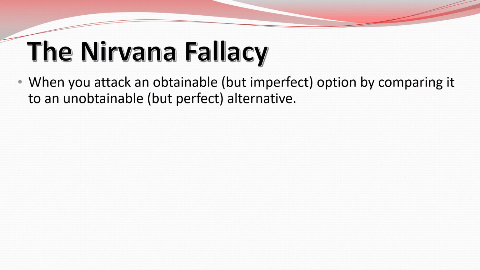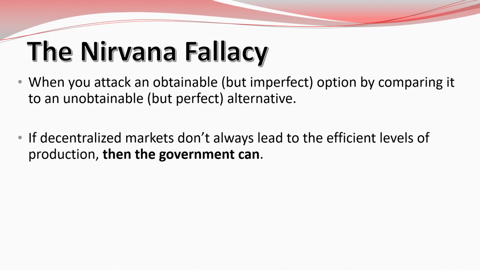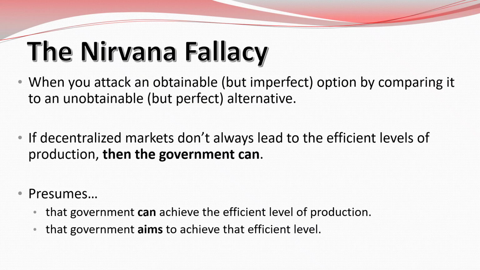We just kind of say that if decentralized markets don't always lead to efficient levels of production, then somehow the government can. But this is a mistake because we're trying to compare this imperfect option that we can see in the real world to an unobtainable utopian idea that's not possible for us to achieve. Okay? So the problem with this nirvana fallacy, and what public choice economists discuss, is this way of thinking assumes that the government can somehow achieve the efficient level of production when markets can't.